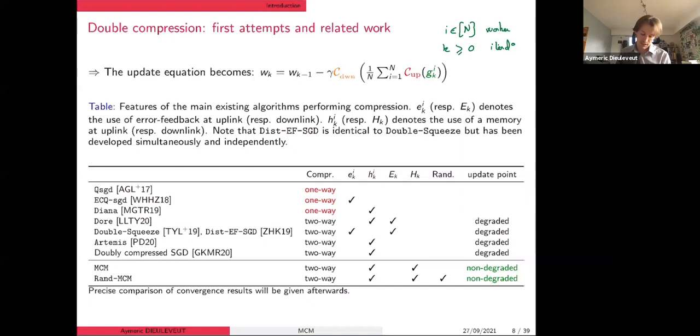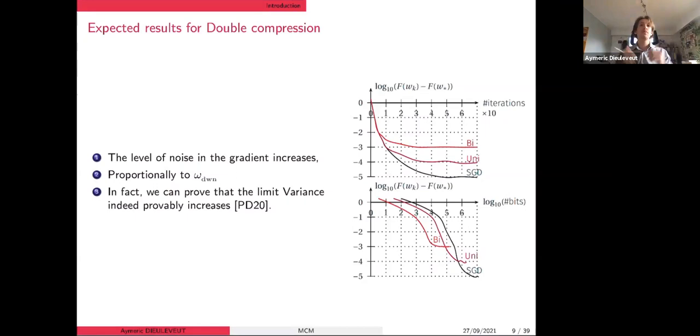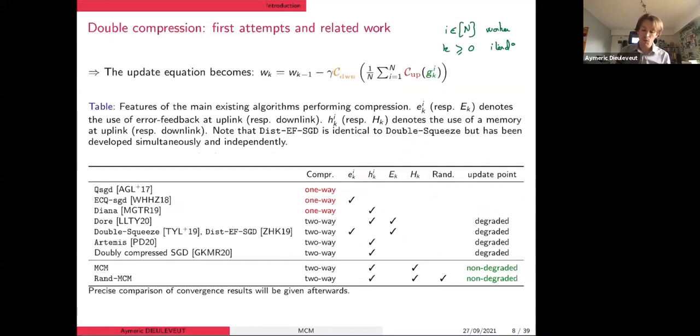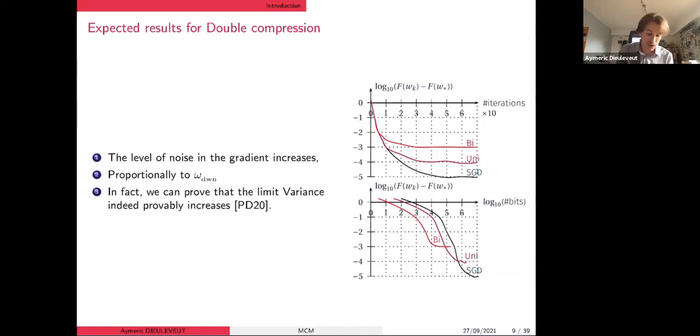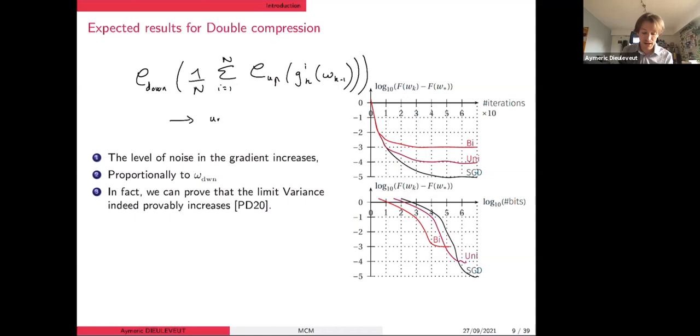So what do we expect when we do simple double compression? It's more or less straightforward, as I just showed on the previous slide. We're going to apply compression twice. So what we think is going to happen is that, when I look at my iterates, I'm going to have a stochastic gradient which is the down compression of the aggregated compressed gradients. Basically, this is clearly unbiased if all my compression operators are unbiased. But the variance is going to increase proportionally to the compression factor on the uplink direction multiplied by the compression factor on the downlink compression.